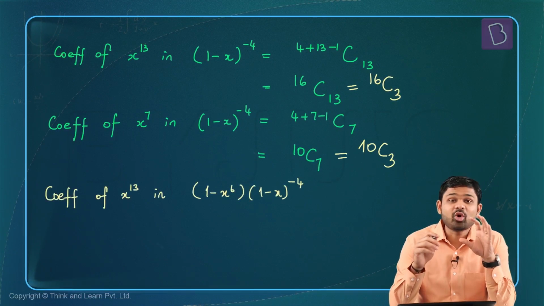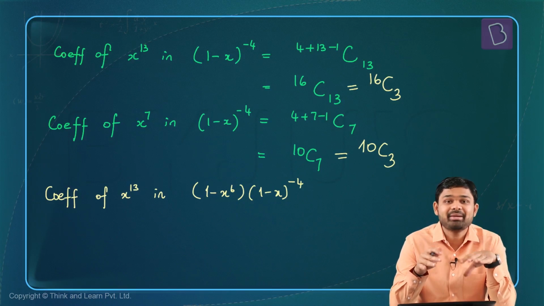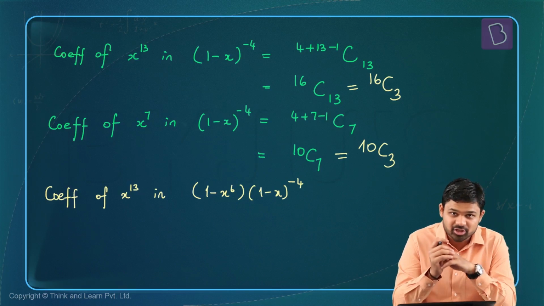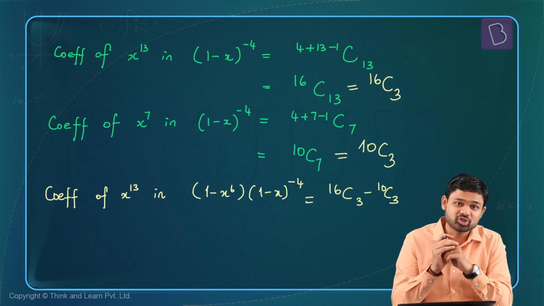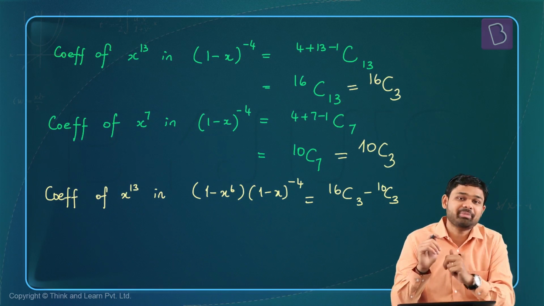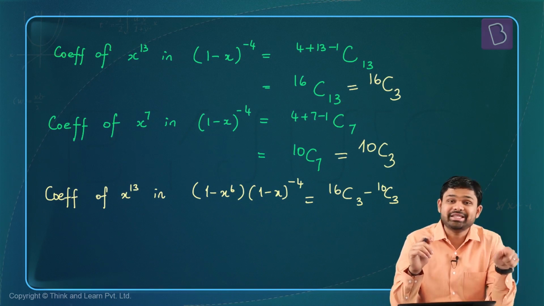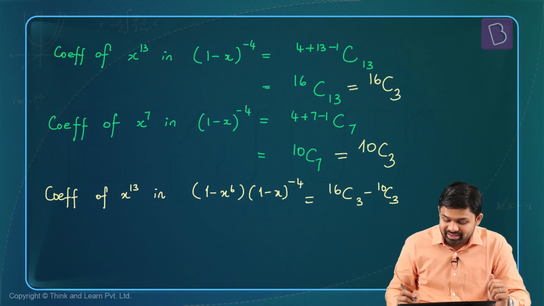Okay, so the coefficient of x power 13 in (1 minus x to the power 6) multiplied by (1 minus x) to the power minus 4 is going to be 16 C 3. That is when 1 multiplies x to the power 13, and when minus x to the power 6 multiplies x to the power 7, we get minus 10 C 3. So the correct answer to this is 16 C 3 minus 10 C 3.